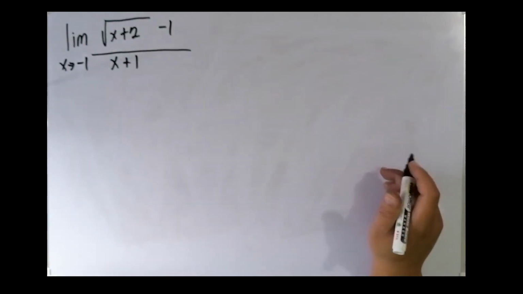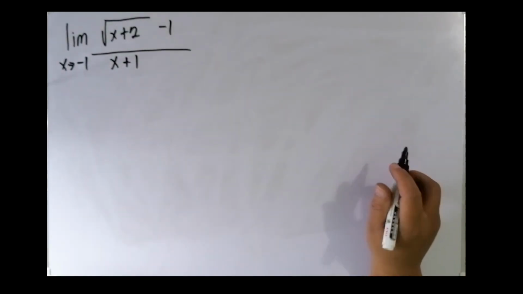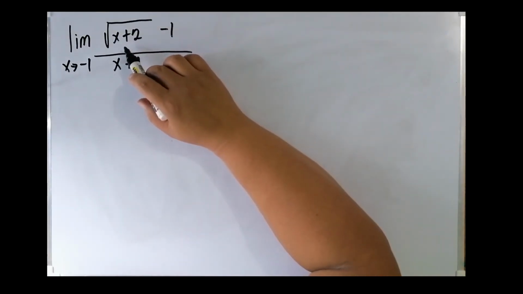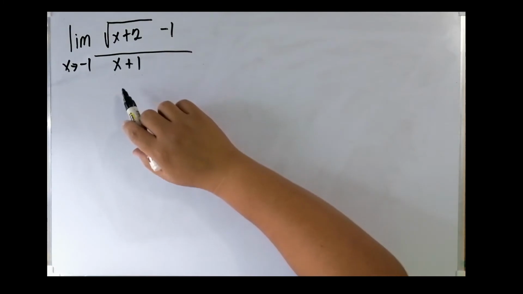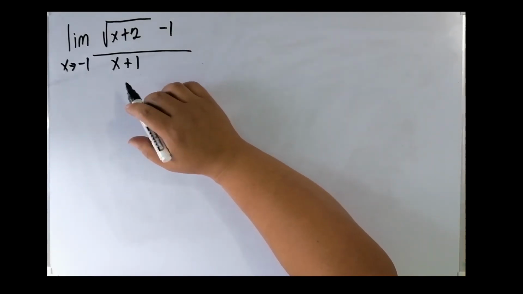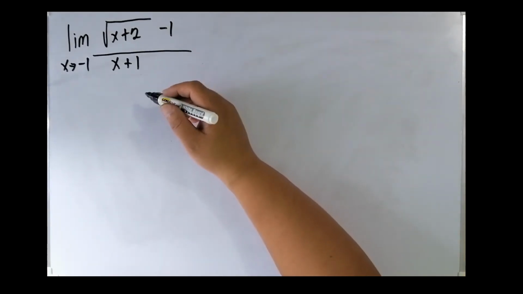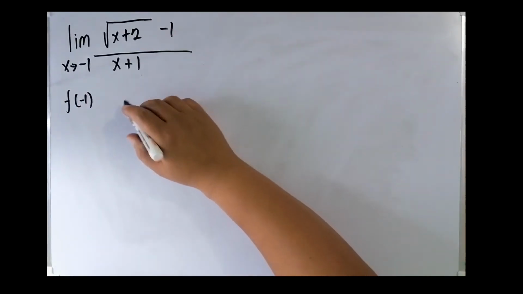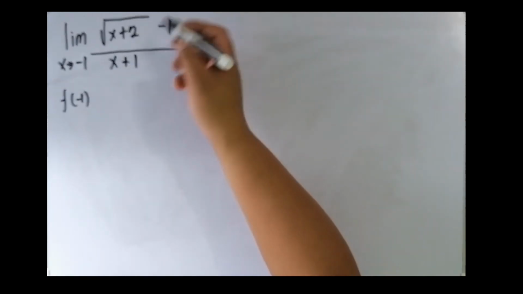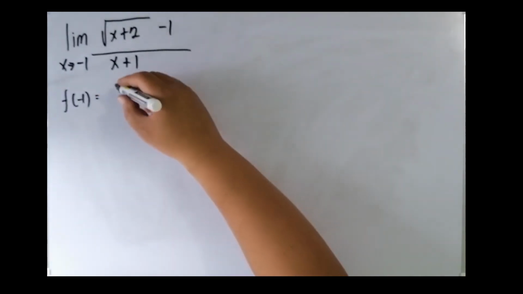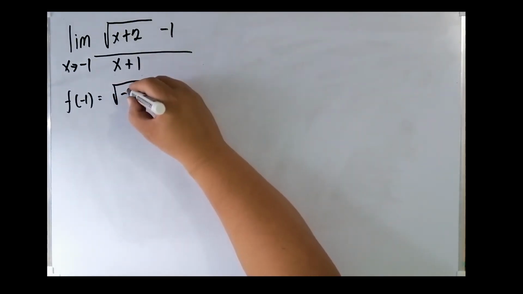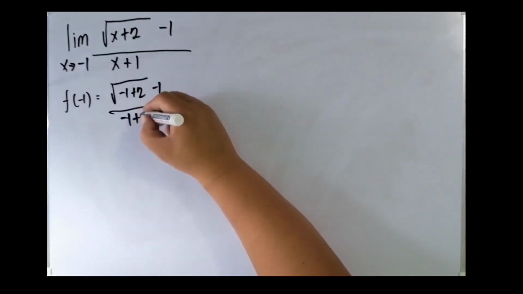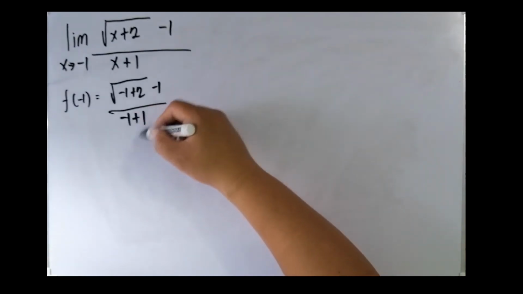So we have our last example. So we have the limit of square root of x plus 2 minus 1 all over x plus 1. So let's try to solve for f of negative 1. So we simply substitute negative 1 sa mga x natin. So this is equal to the square root of negative 1 plus 2 minus 1 all over negative 1 plus 1.